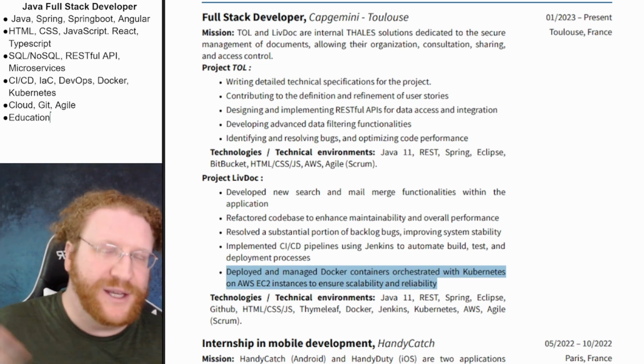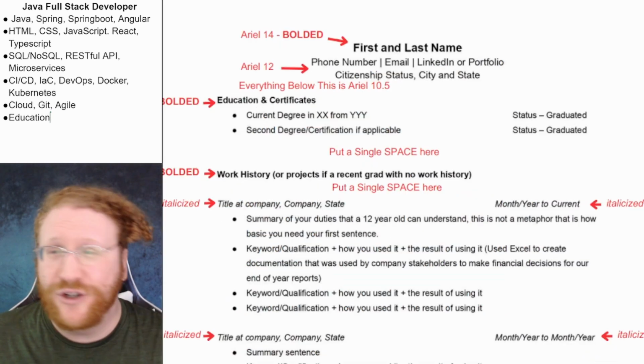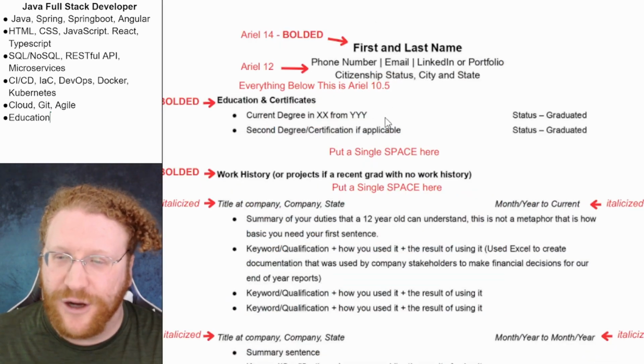Although admittedly, maybe it's different in France. I can't read that. So also your education should be up at the top. So remember, education up here.